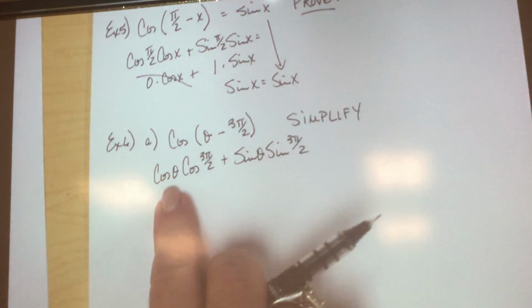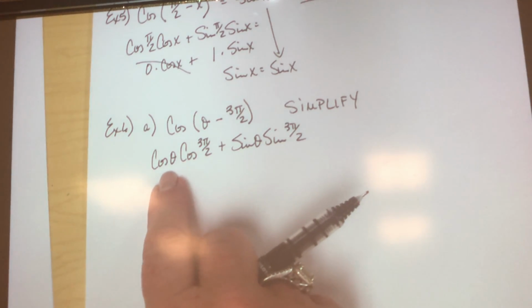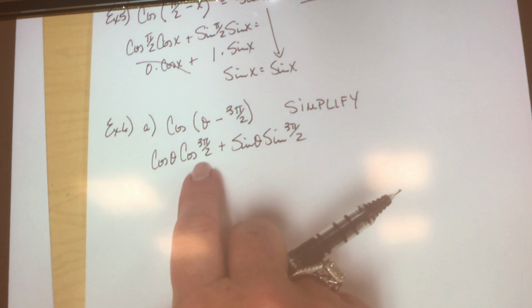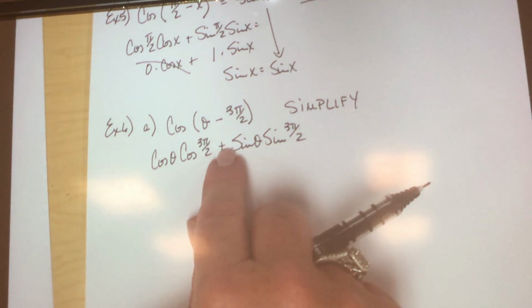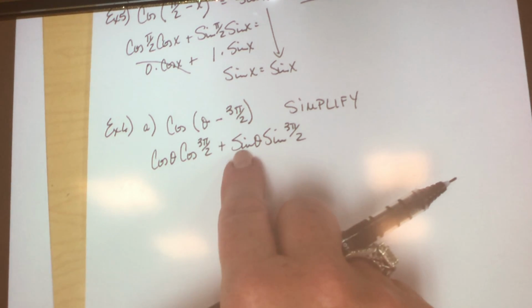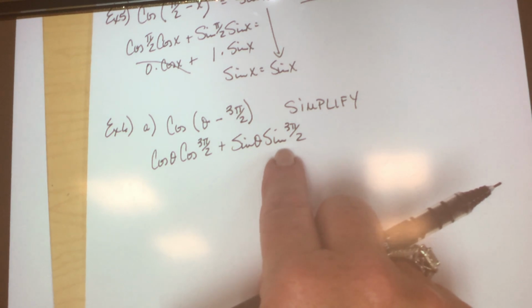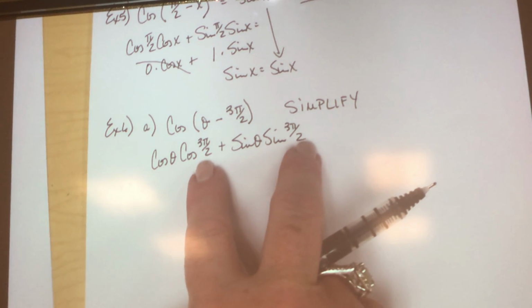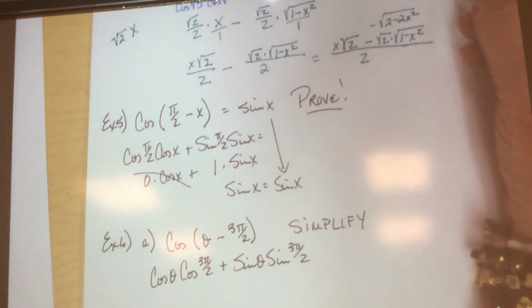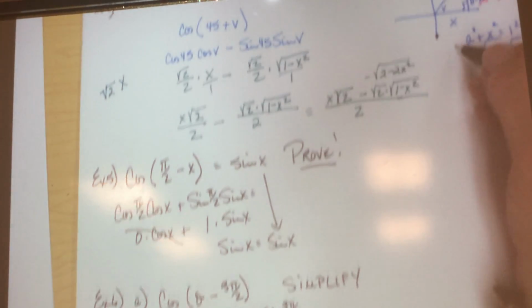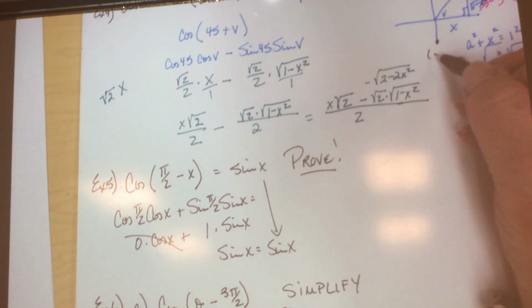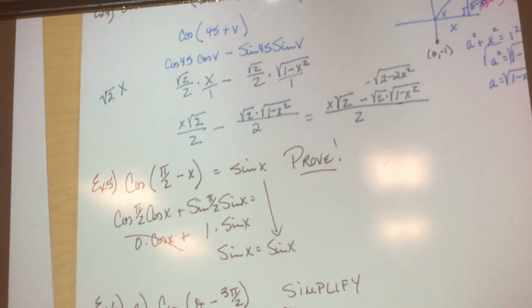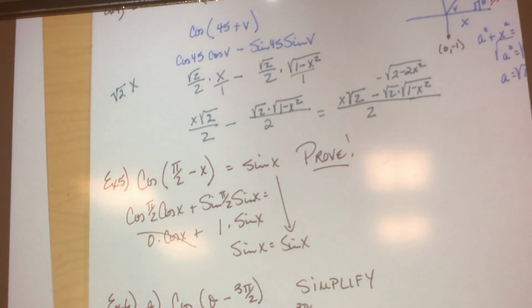Okay, so this is what you should have gotten. Cosine theta, cosine 3 pi over 2. Change the sign on the cosine, plus sine theta, sine 3 pi over 2. 3 pi over 2, what kind of angle is that? That's a quadrant angle, people. It's right down here. It's 270. It is 0, negative 1. Okay? Are you with me?